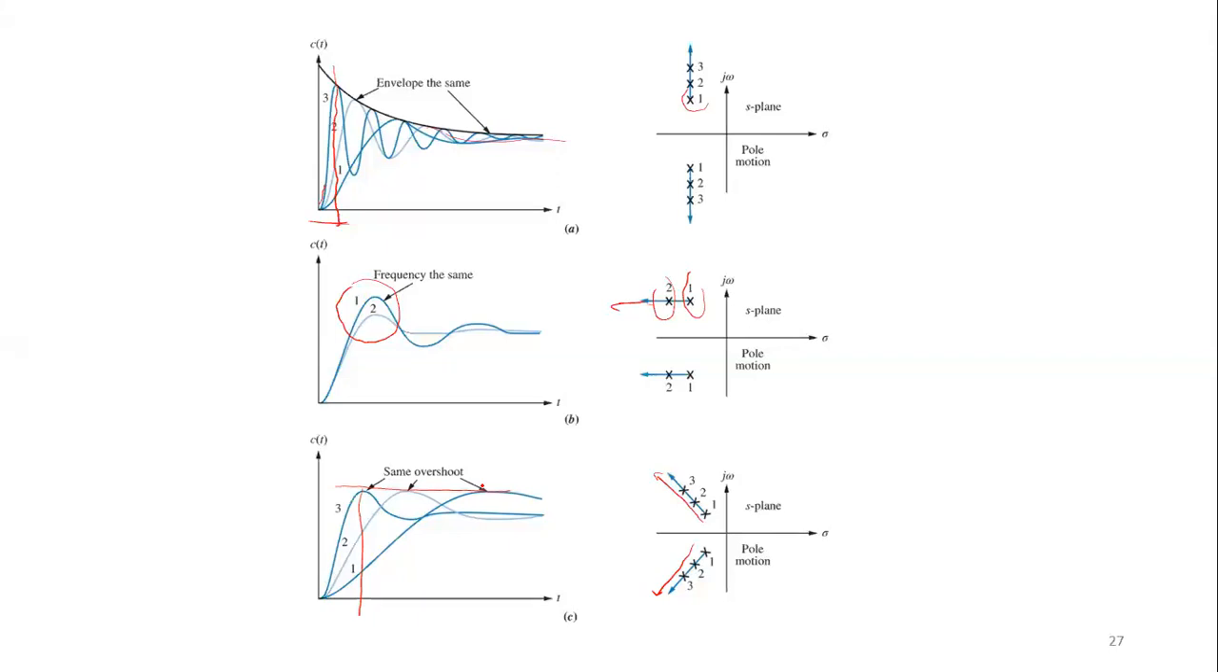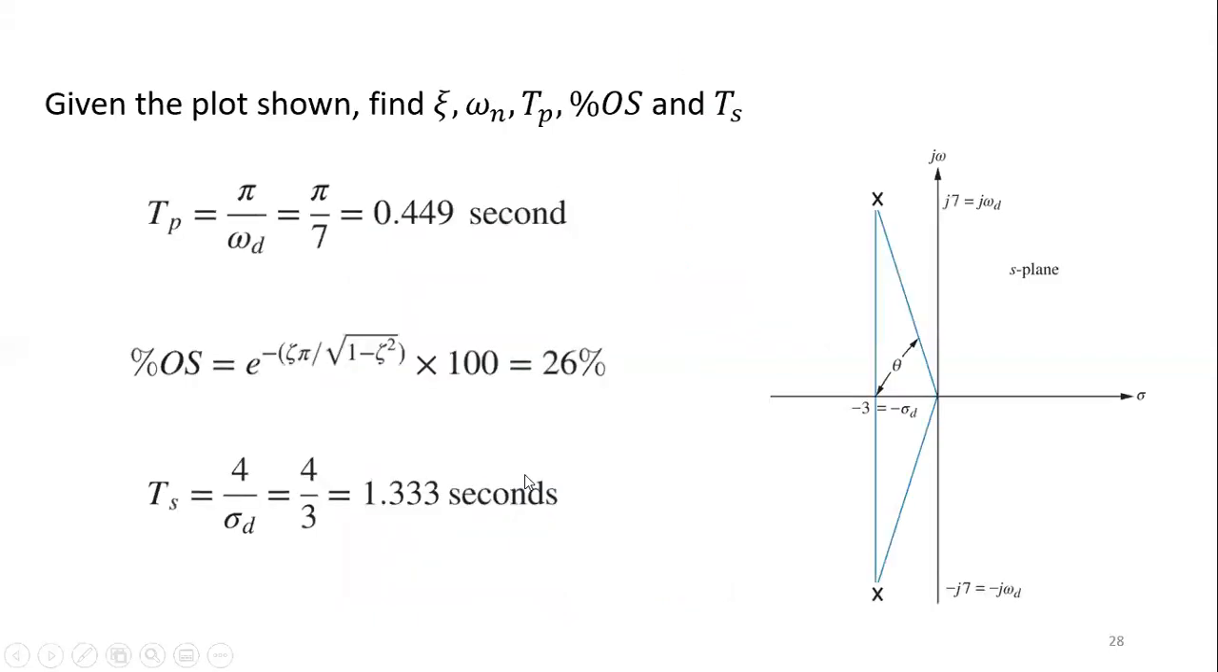All right. So given the plot shown, what it says is that when you have the pulse, we have the information of the pulse, and we are able to plot it in the S-plane, and actually find the overshoot.